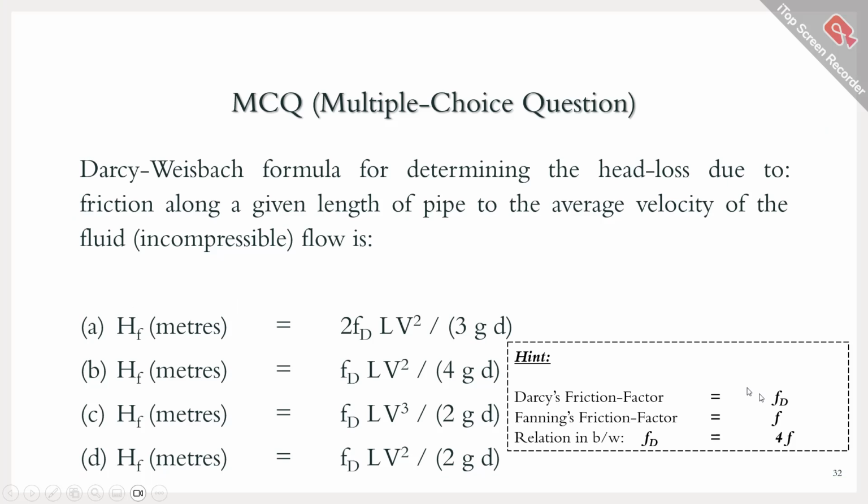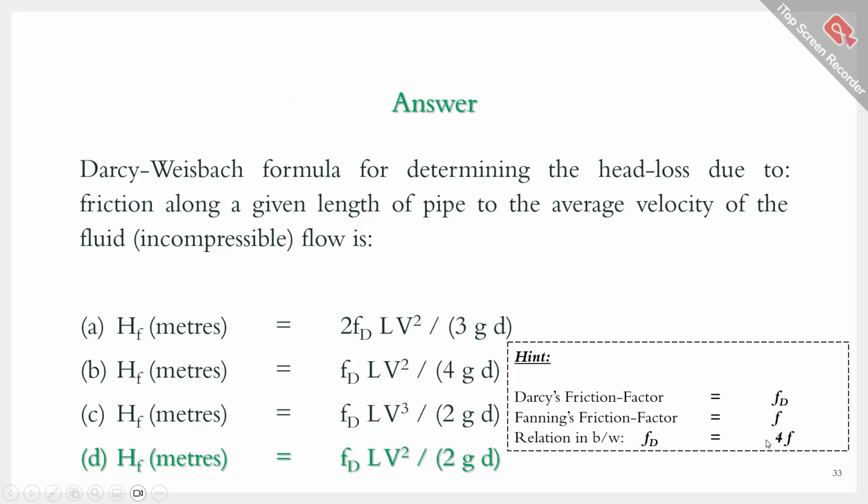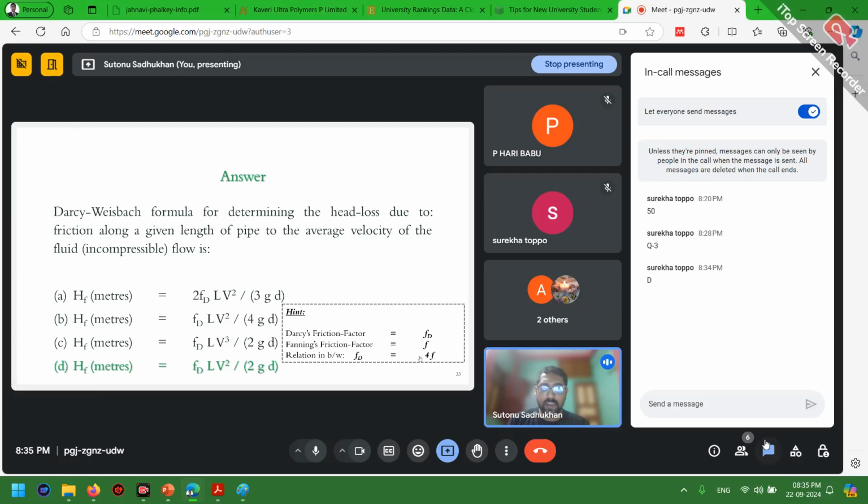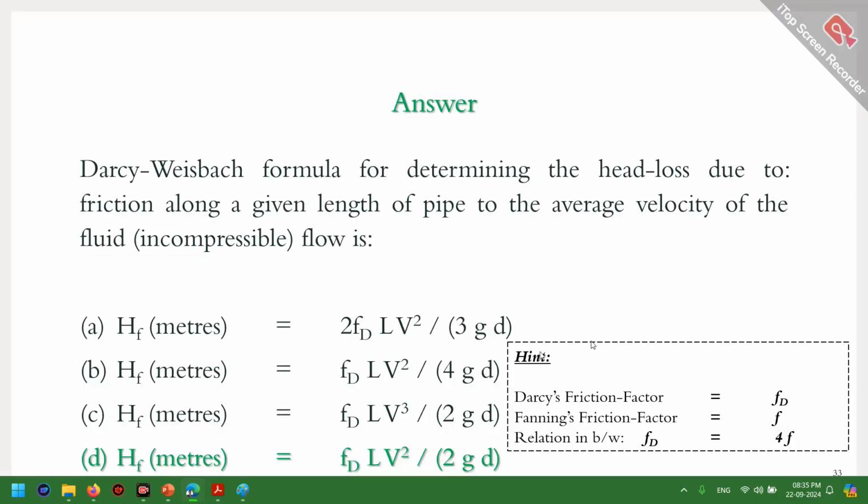So the hint is, as I told you earlier, Darcy's friction factor is FD, Fanning's friction factor is small f. The relation between these two is FD equals 4f. And Sureka has identified it correctly. Option D is the correct answer.